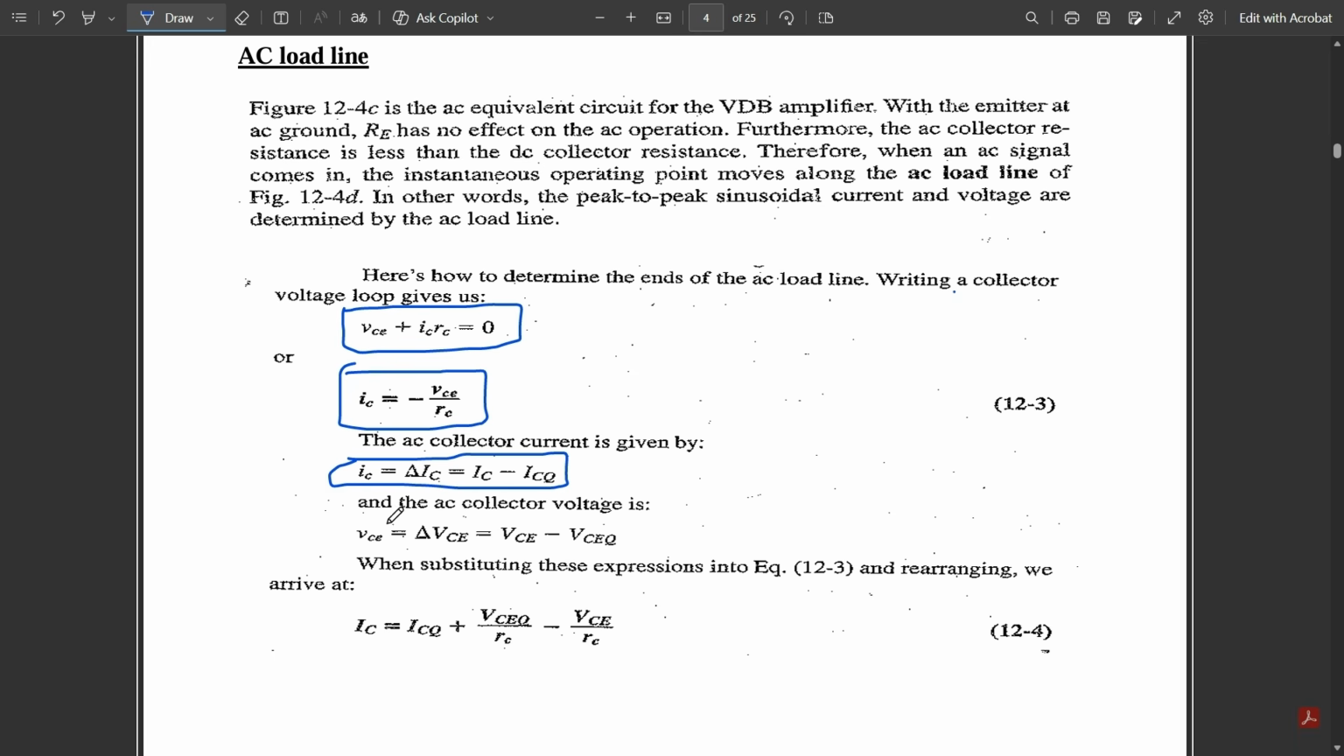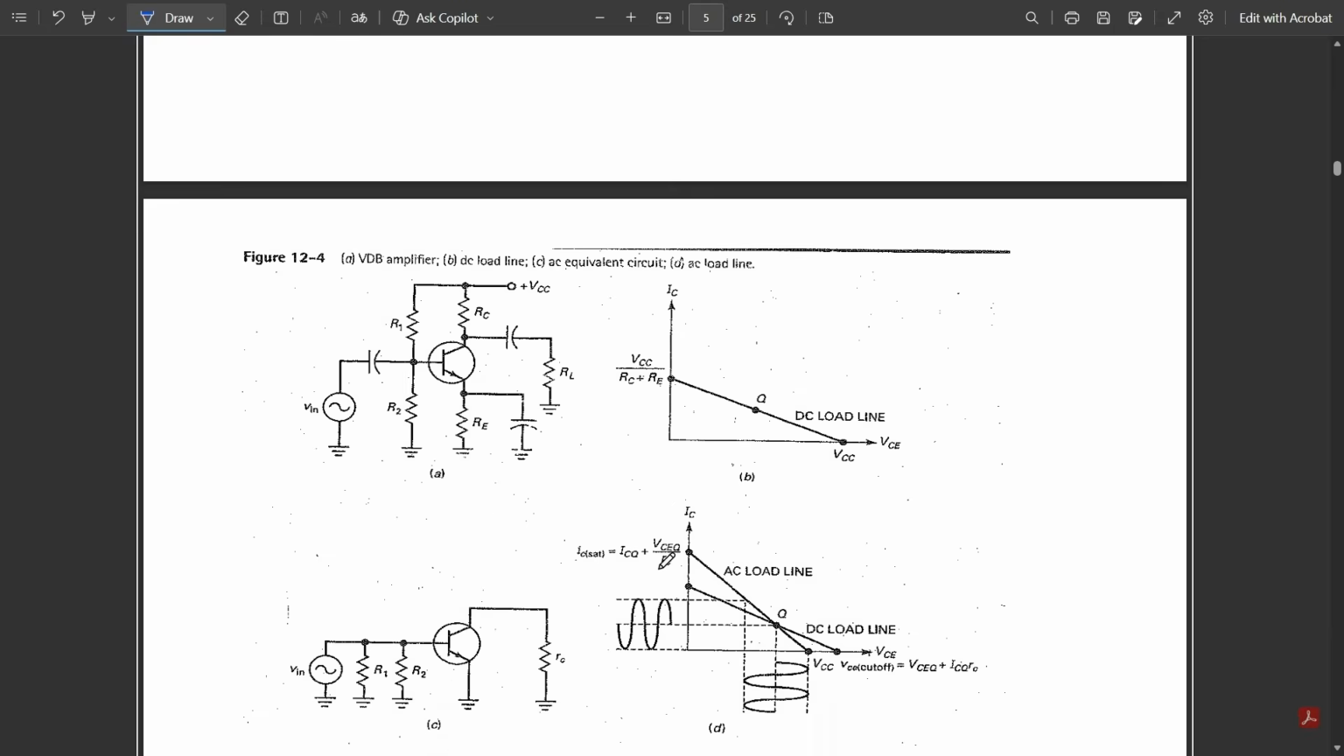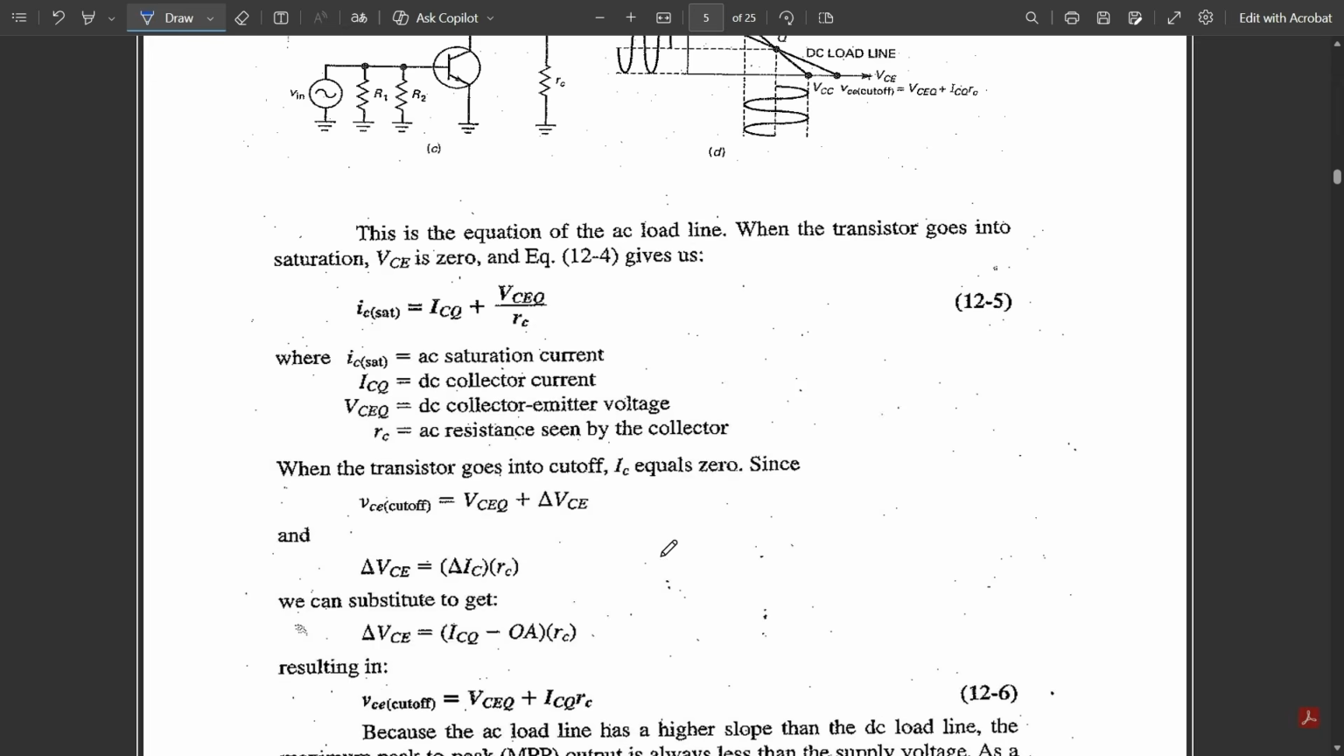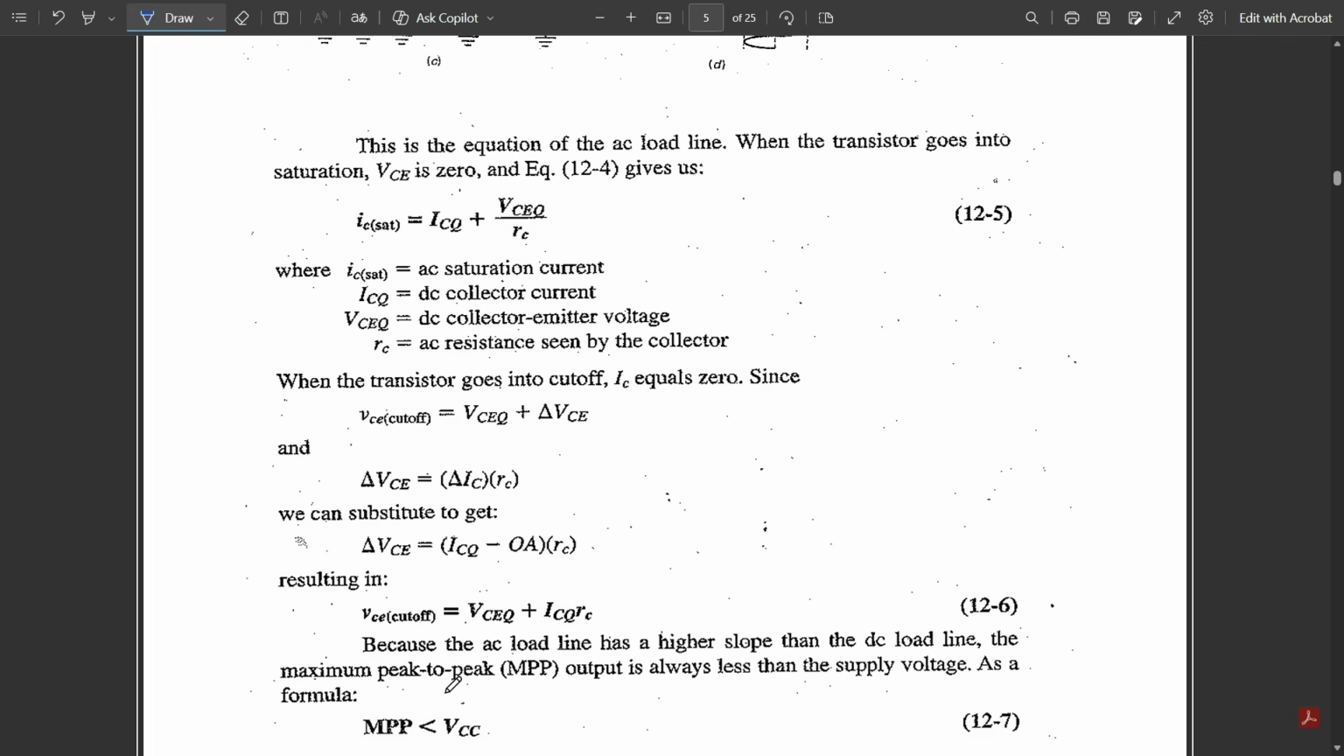And the AC collector voltage is VCE, that is delta VCE, that is change in DC collector to emitter voltage, that is VCE minus VCEQ. Okay, so when substituting this in this equation, you would be getting the answer as IC is equal to ICQ plus VCEQ by RC minus VCE by RC. Okay, so like this, the complete load line analysis with respect to the AC part could be done, and for the further simplification, this is the part.